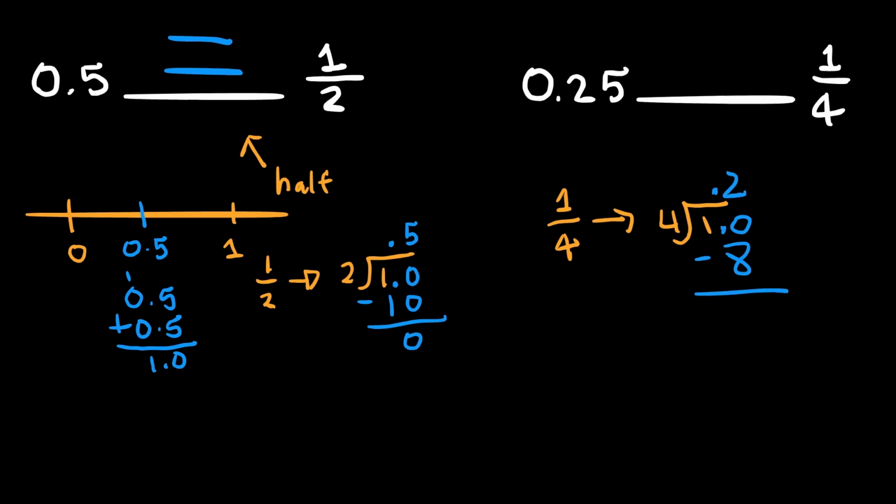4 goes into 10 2 times, and 2 times 4 will give you 8, then 10 minus 8 will be 2, and you bring down a 0, so that becomes 20. Now 4 goes into 20 5 times, and 4 times 5 gives you 20. 20 minus 20 gives you 0. So 1 over 4 as a decimal is 0.25. So that means that 0.25 is equal to 1 over 4.